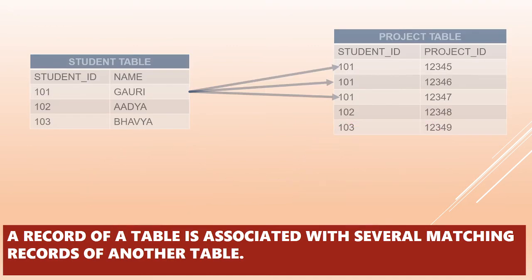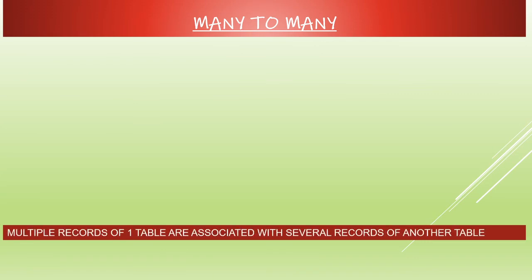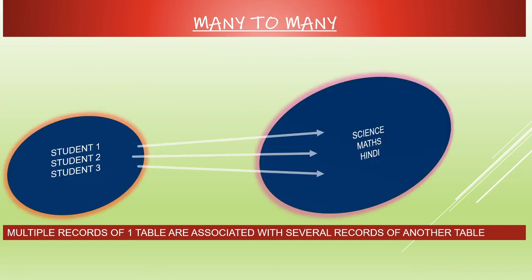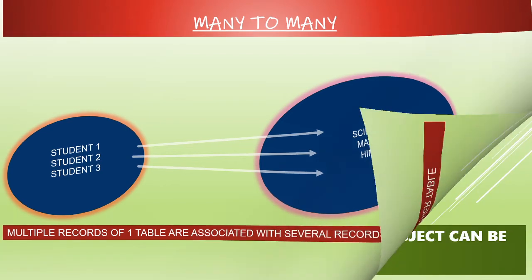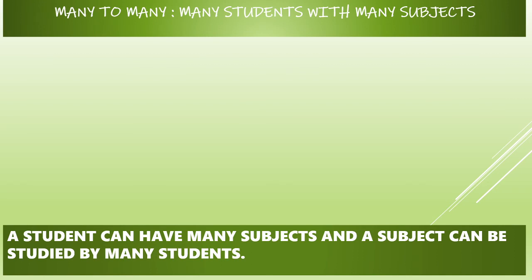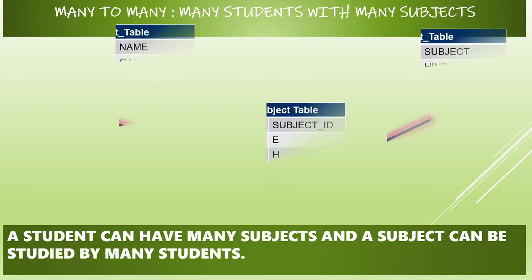Now let's discuss the next, that is the many-to-many relationship. In many-to-many relationships, multiple records of one table are associated with multiple records of another table. Like one student can have science, maths, Hindi. A second student can have science, maths, Hindi, meaning many subjects. The third student also can have these many subjects. So many students, many subjects. Many-to-many means many students with many subjects.